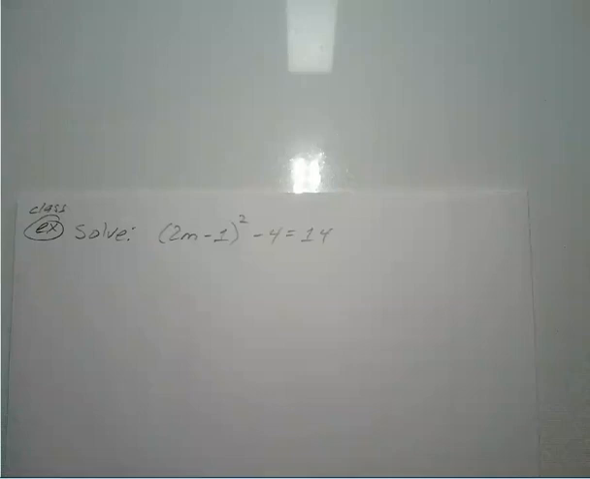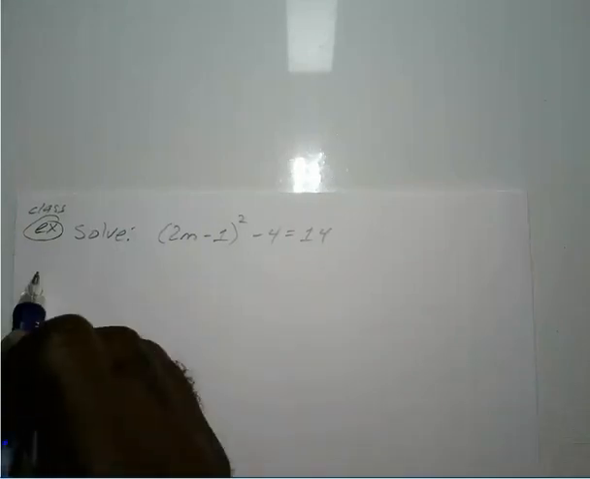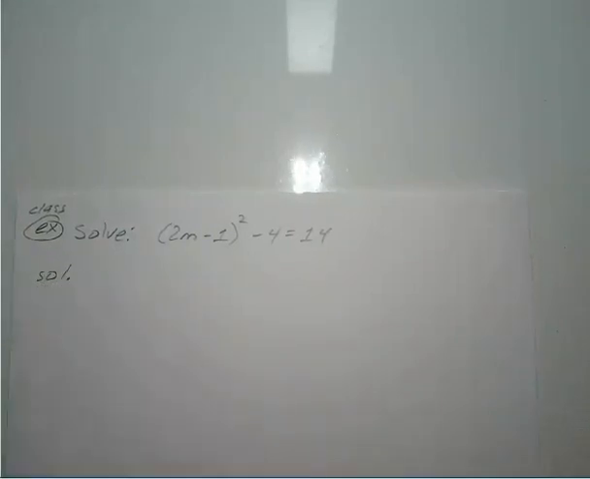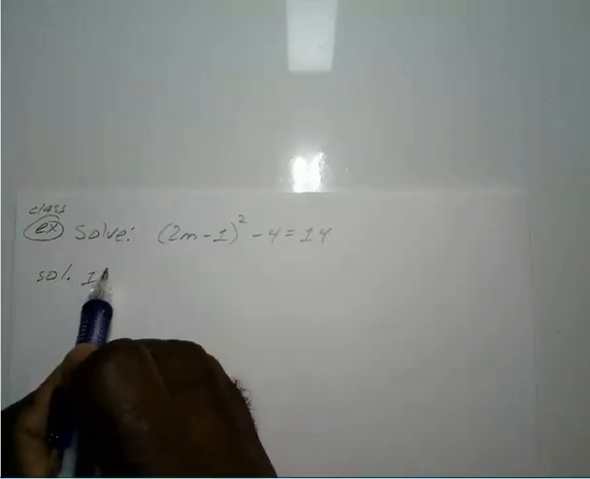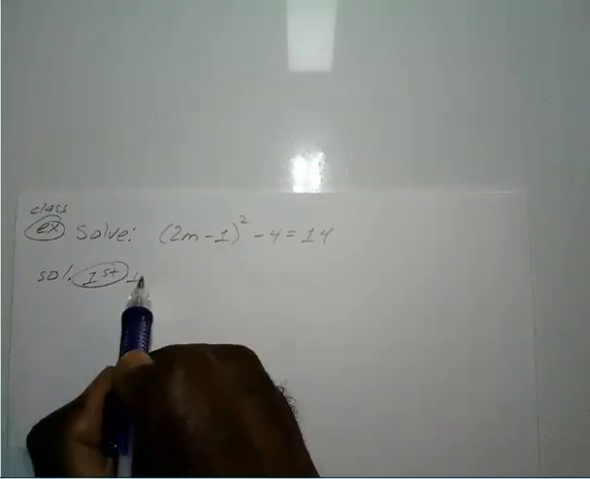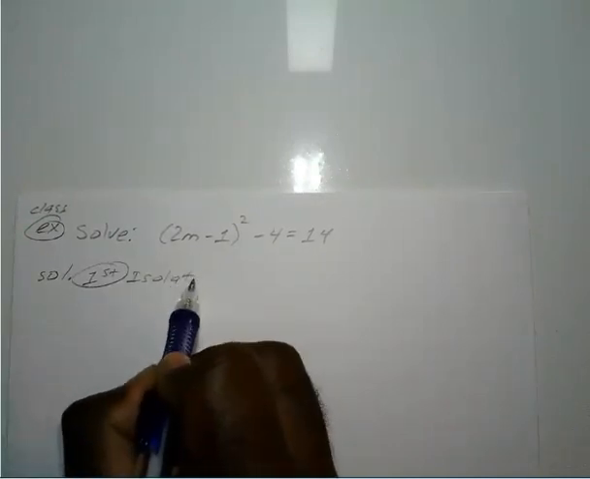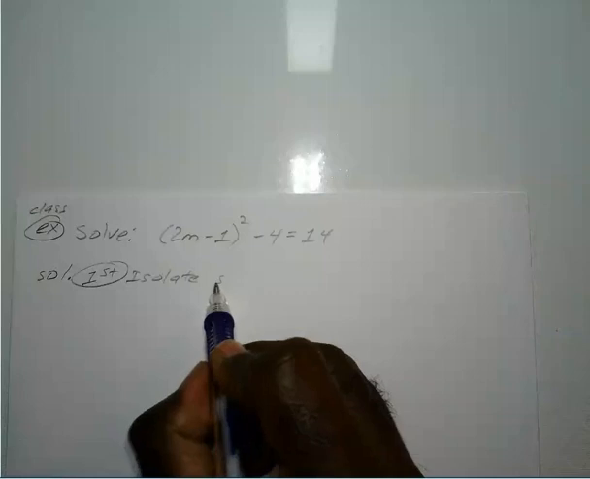Alright, so I'm assuming you have already pressed pause and you have worked this one out on your own. So now we're just going to verify your answer. Okay, just like before, your first step is to isolate your squared term.